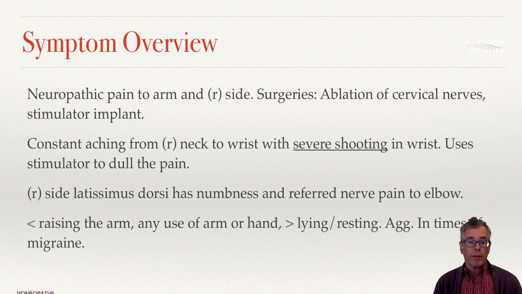So overview of her symptoms. She's got this neuropathic pain to her arm and right side. She's had surgeries. She had an ablation of her cervical nerves at C2 and C3, and then the stimulator implant. She has constant aching from her right side neck to her wrist, and then intense, severe shooting into her wrists. She uses the stimulator to dull the pain. The right side latissimus dorsi, the muscle underneath your armpit against your chest, the rib cage, has numbness and a referred pain to the elbow.